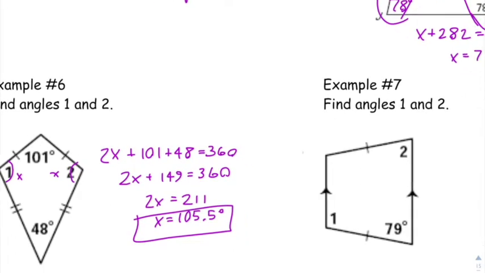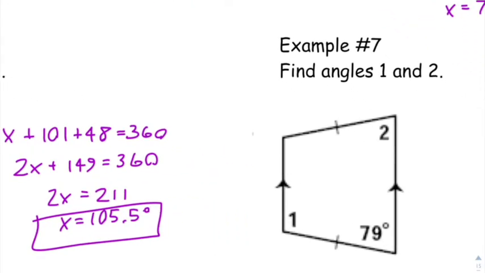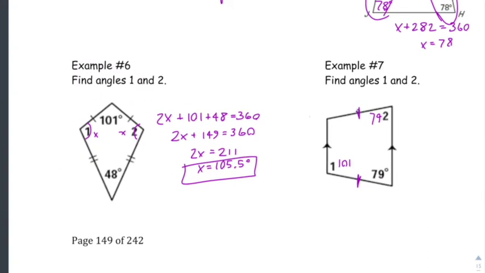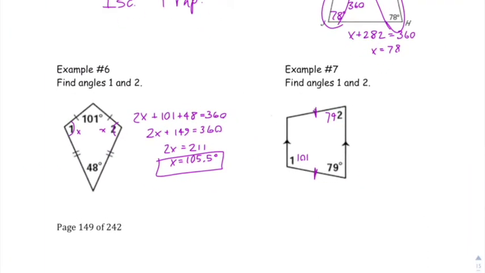Another trapezoid problem. Okay, so if you've got a trapezoid, remember consecutive interior angles need to add up to 180. So angle 1 actually is going to be 101. That adds back up to 180. And then look here, it's isosceles. So if it's isosceles, the two base angles are the same. So you'll have 79 degrees up there by angle 2. So those are a little bit more of the simple ones.